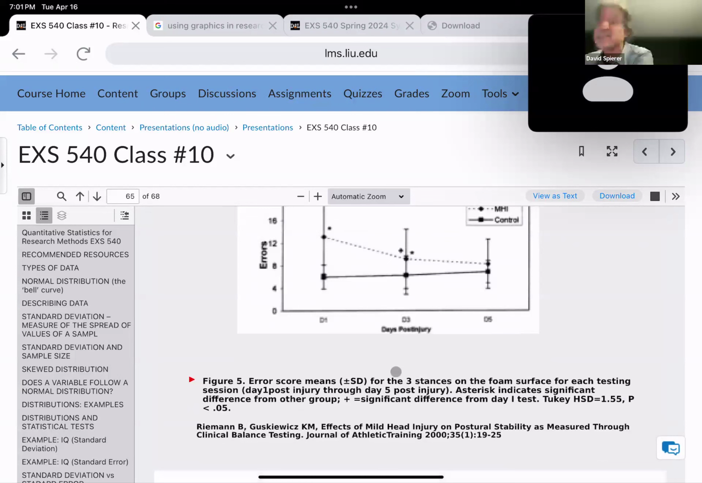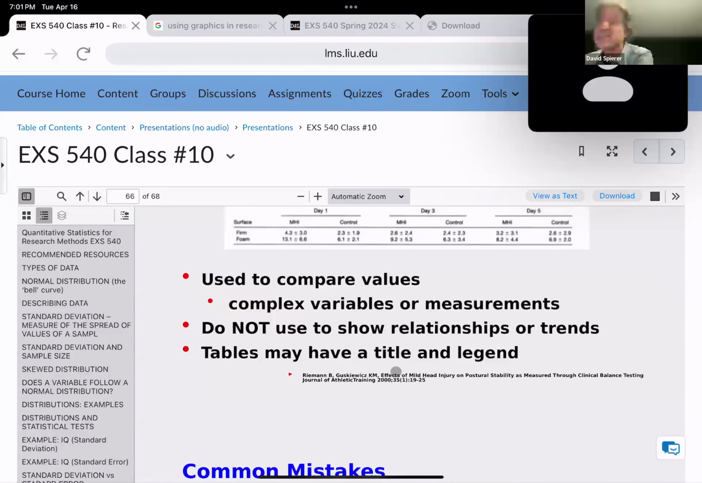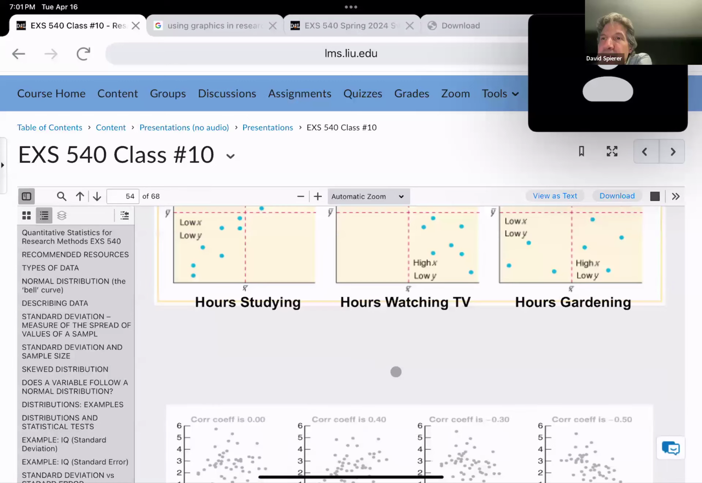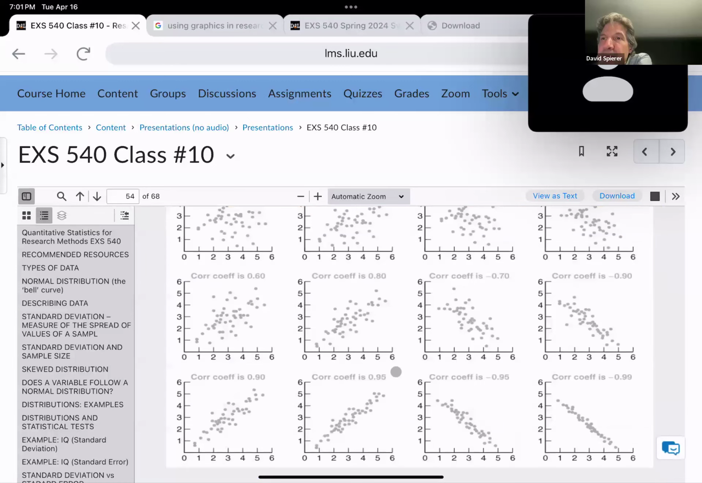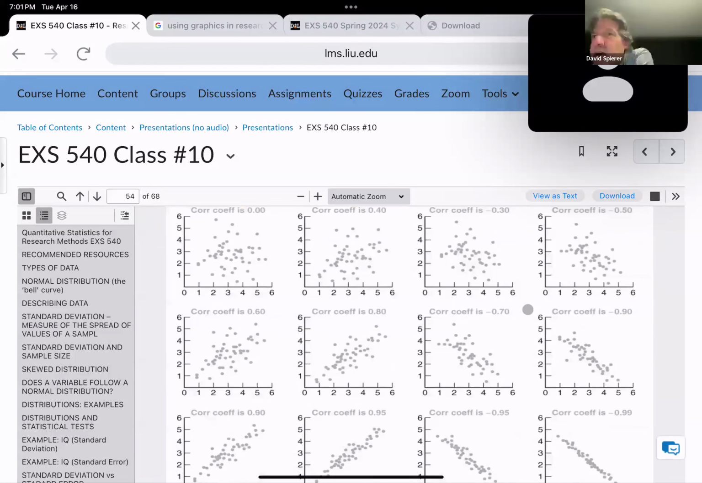Okay. I'm also going to show you just one other thing before we move on. These are correlation graphs, correlation coefficients. You'll notice the scatter of the data changes as the correlation gets closer to 1. So the correlation coefficient is the number that indicates how strong the data is in either a positive or negative direction.